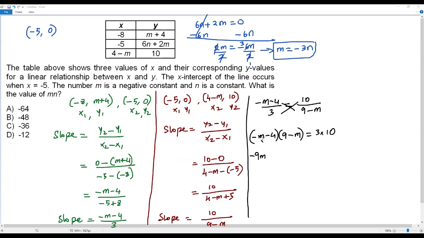Now we can multiply the outer terms. Negative m times negative m will become positive m squared. Now we can multiply the inner terms. Negative 4 times 9 is negative 36. Now we can multiply the last terms. Negative 4 times negative m will be positive 4m, equals 30.